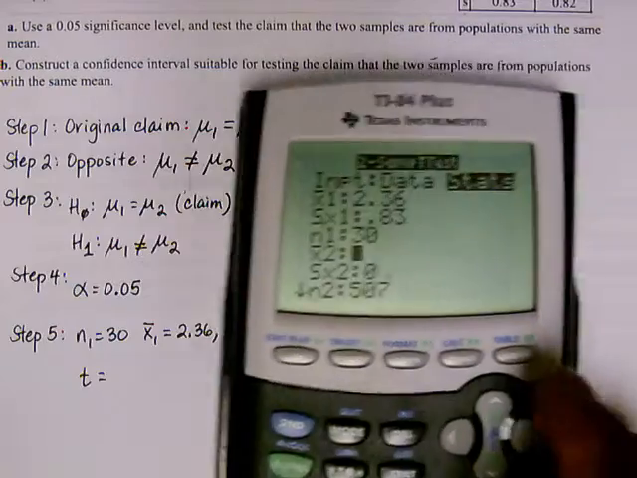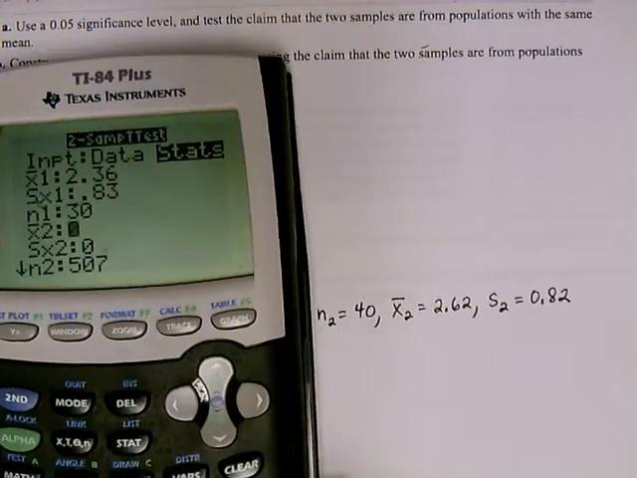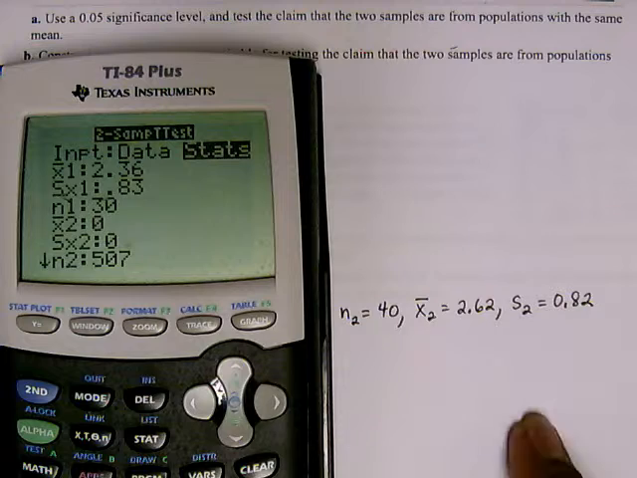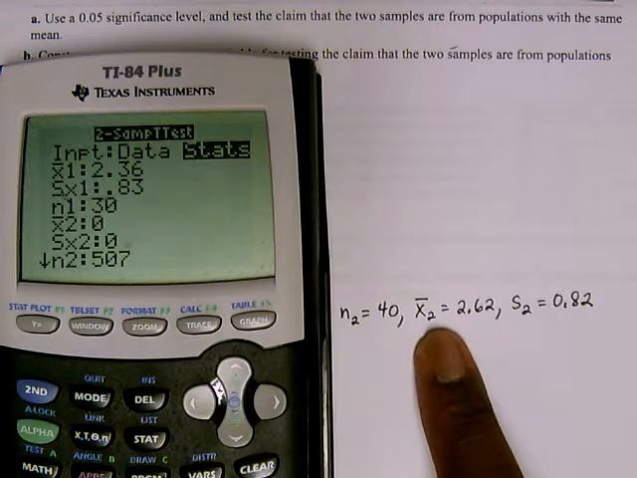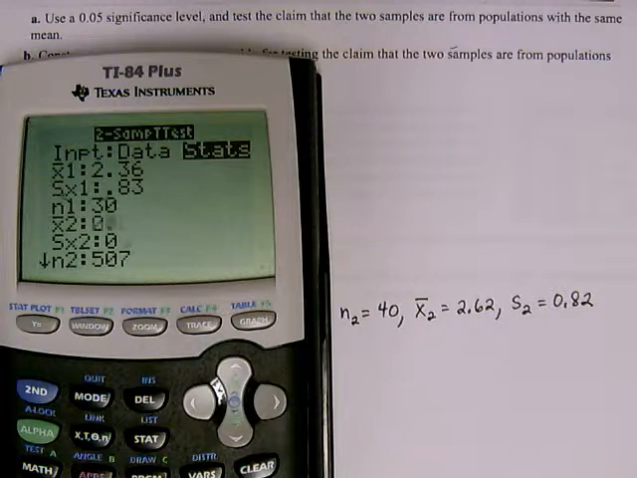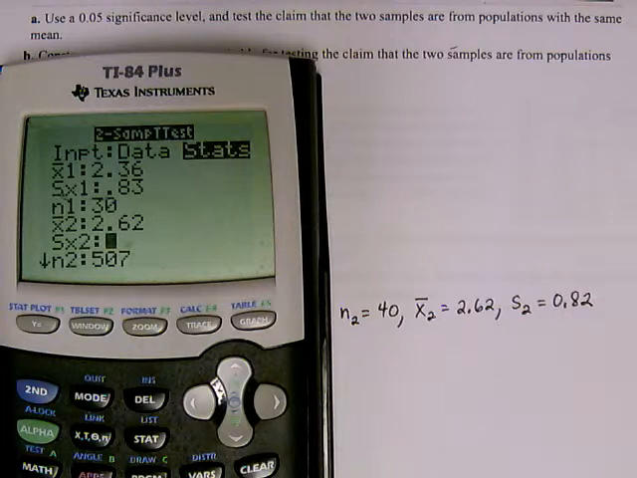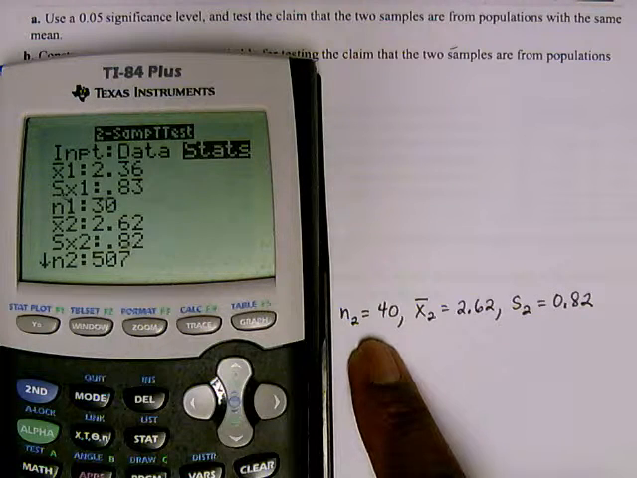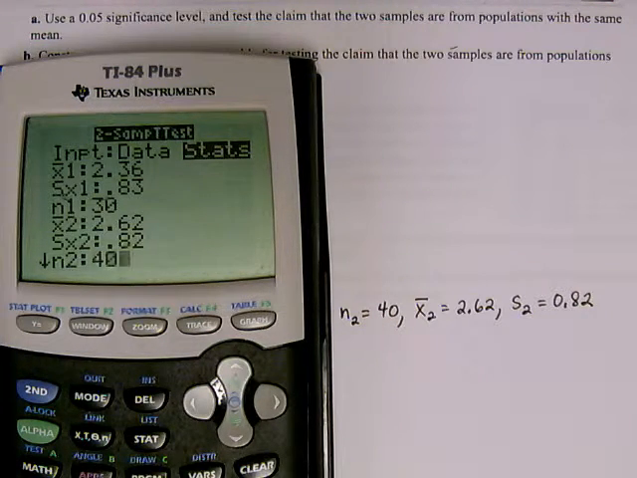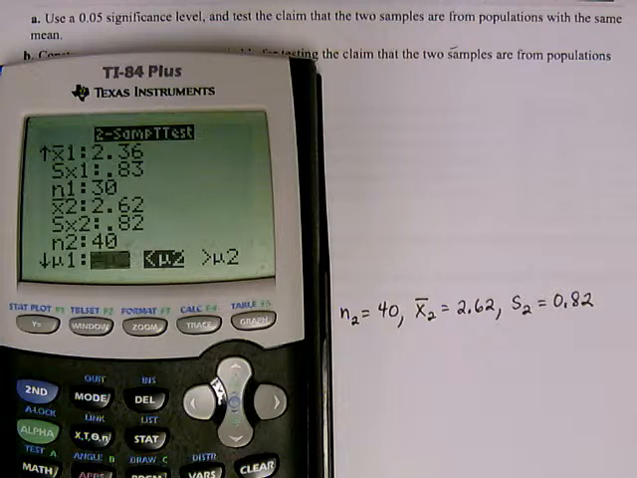Now you have X2 bar. In this case, X2 bar is the mean of the second sample, that's 2.62. Then hit enter. S sub X sub 2 is the sample standard deviation of the second sample, that's 0.82. Then hit enter. N2 is your second sample size, that's going to be 40. Then hit enter.